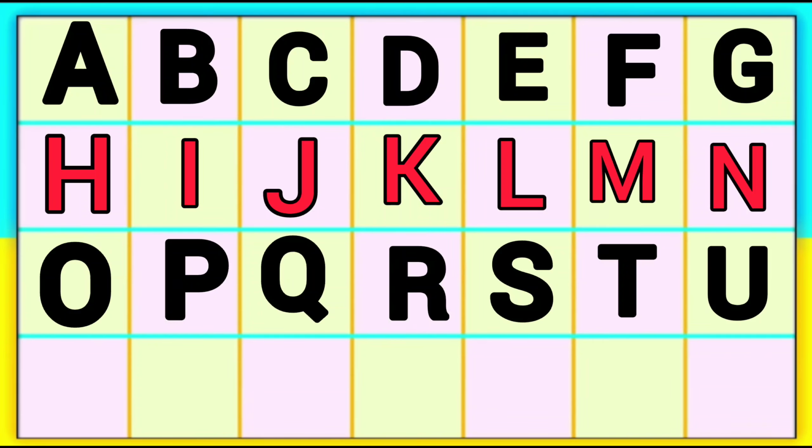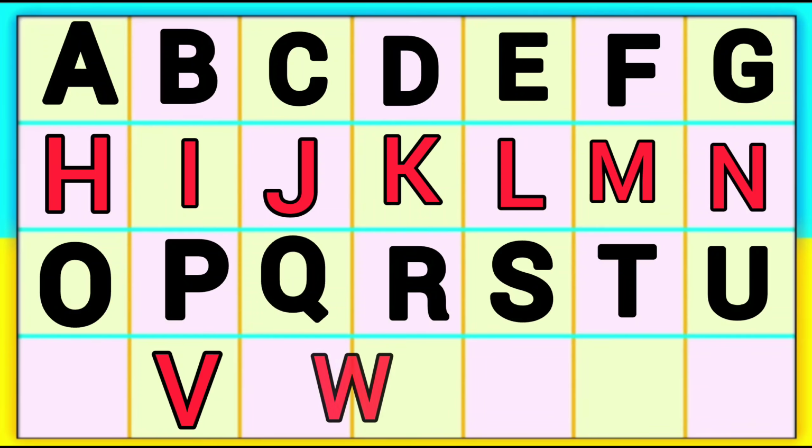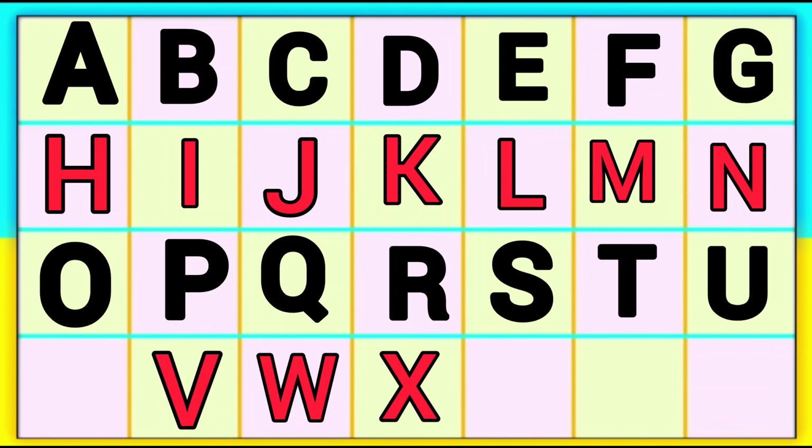U for umbrella. V for van. W for watch. X for Xmas tree. Y for yak. Z for zebra.